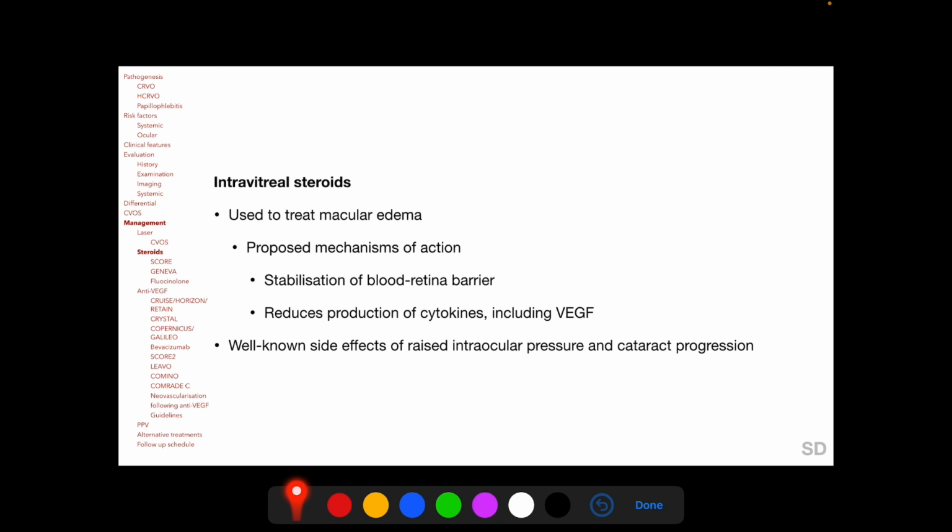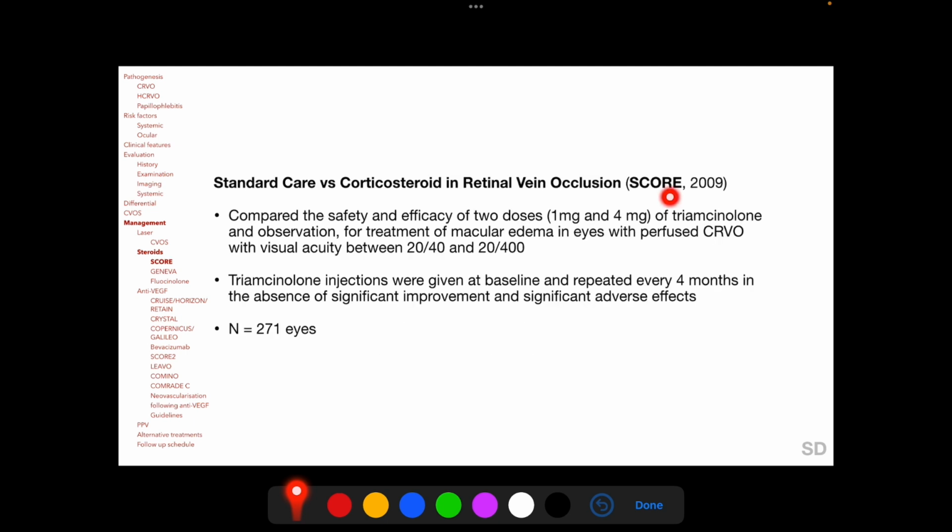But intravitreal steroids are associated with well-known side effects of raised intraocular pressure and cataract progression. The SCORE trial was a landmark trial in the management of CRVO and compared the safety and efficacy of two doses, namely 1 mg and 4 mg of triamcinolone versus observation for treatment of macular edema in eyes with perfused CRVO. A total of 271 eyes were randomized to three groups, one receiving 1 mg triamcinolone, the second receiving 4 mg triamcinolone, and the eyes in the third group being observed.